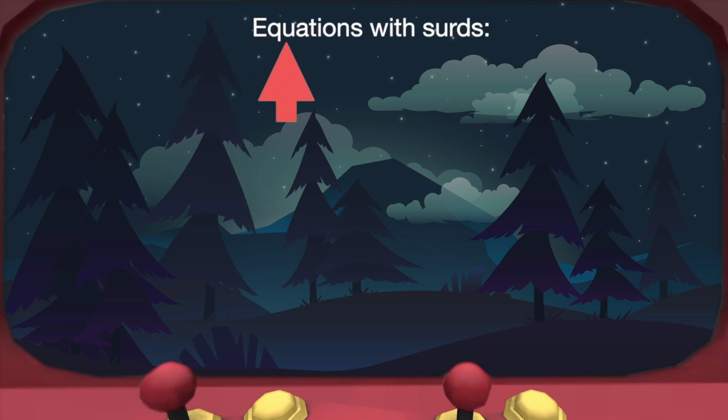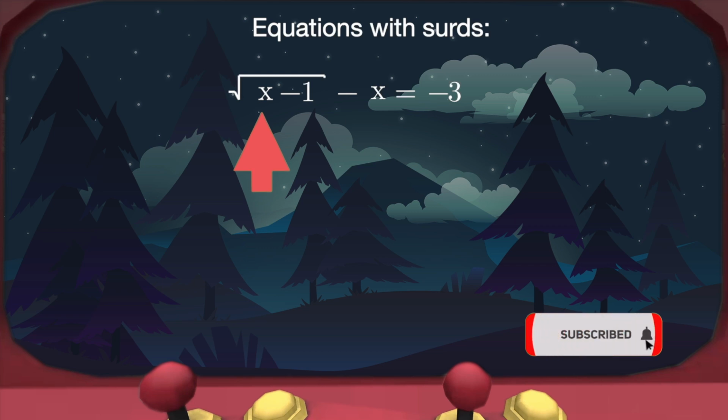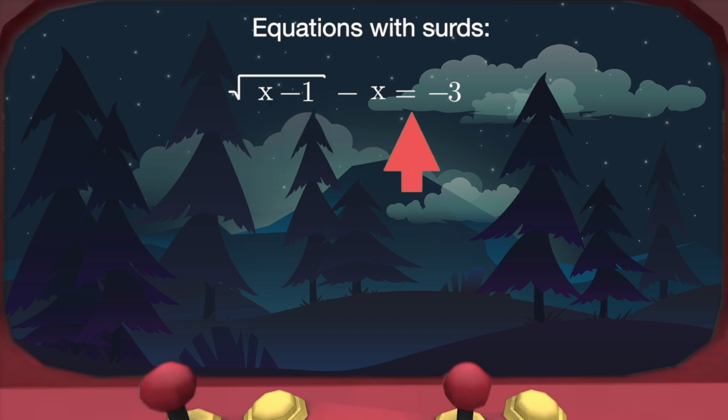We are going to look at equations with surds. Now, this is what it looks like, and how do we know it's an equation with surds? Because here we have a square root with x minus 1 on the inside. So whenever we have a square root within an equation, we are busy with equations with surds.